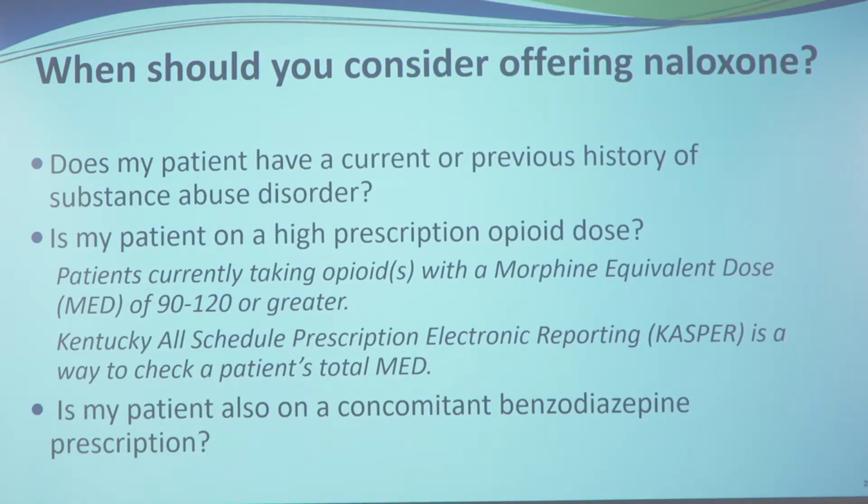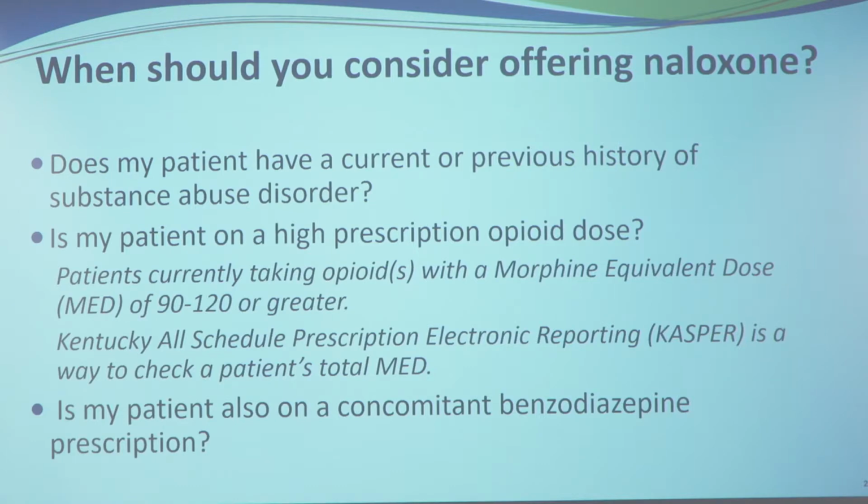Second question: if they're on opioids, and this is whether you wrote the prescription for the opioids or another prescriber, what's their total dose? Are they on a high dose? If they're on a morphine equivalent dose of 90 to 120 or greater, they really need to have naloxone on hand.